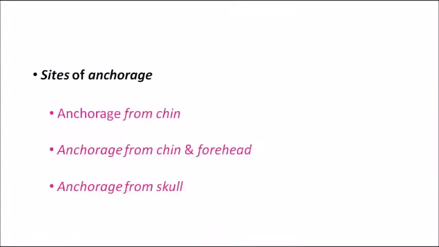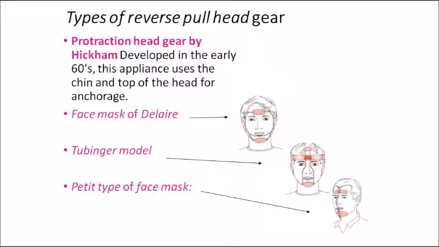So in headgear, we have seen the sites of anchorage being your cervical region, your occipital region, and your parietal region. Now in case of the face mask, the anchorage is derived from the chin, the forehead, that is your skull, and then from chin and forehead. So it's from three sides that you derive the anchorage for your face mask. One is from your chin, the second is from your chin and the forehead combined, and the third one is anchorage from your skull. Now there are different types of reverse pull headgear or your face mask.